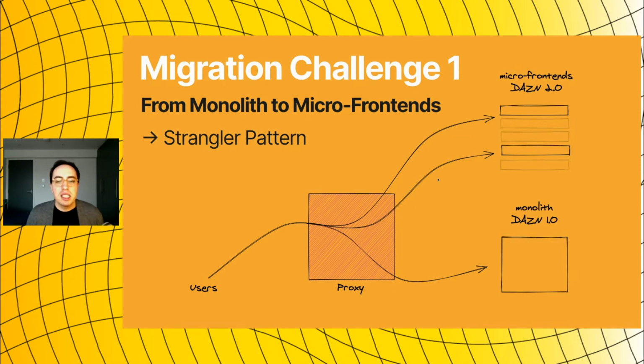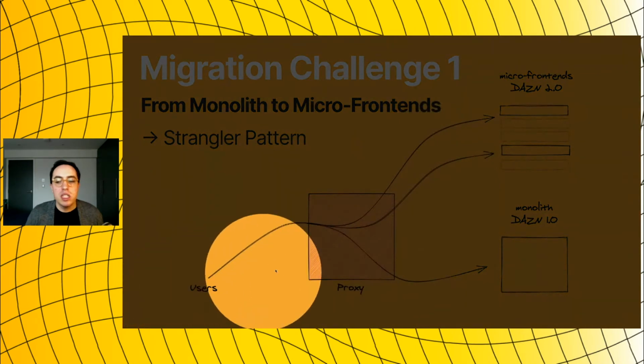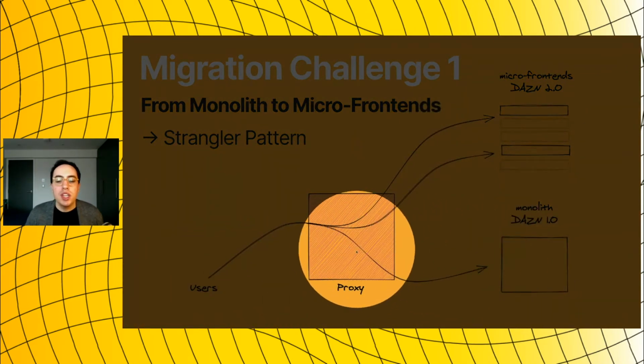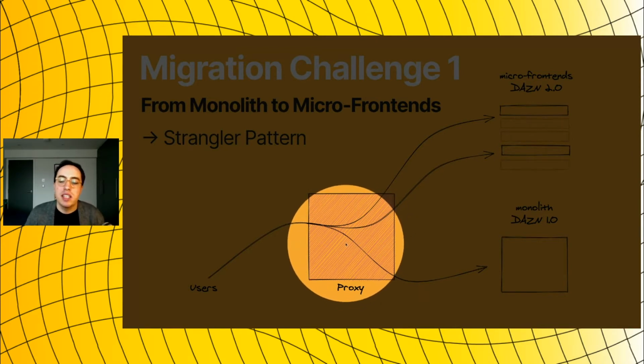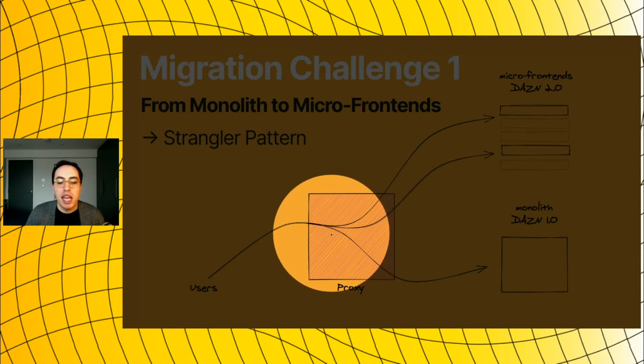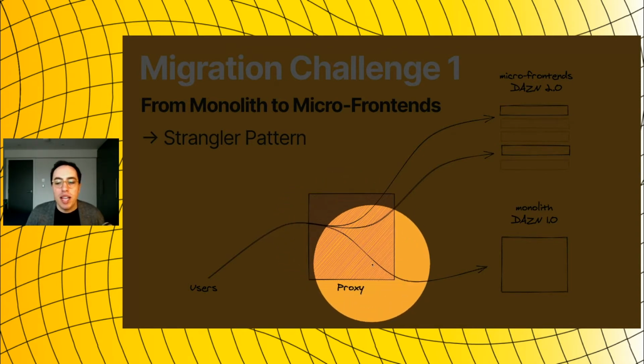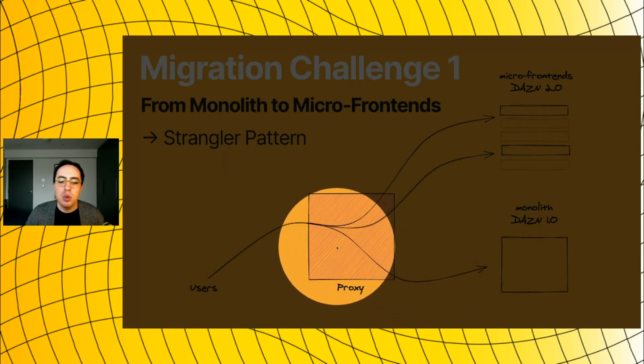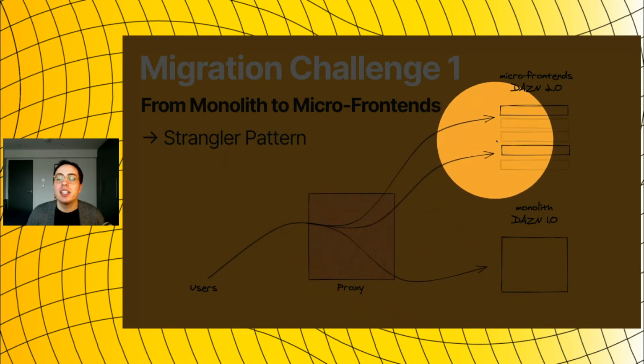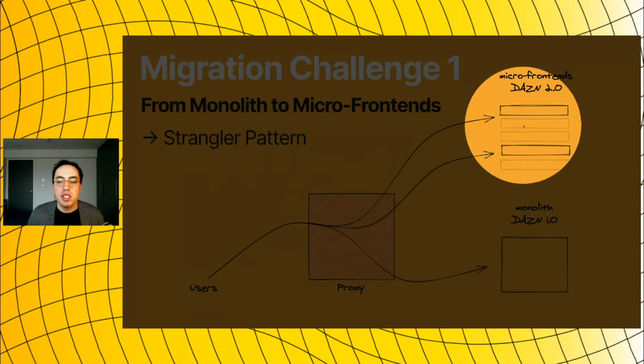The Strangler pattern says that there is a piece in the middle between users and the monolith, which is called a proxy. It could be called differently, but the scope of this part of the architecture is the same. And this is in charge of deciding which of the requests to the monolith should instead be redirected to the new microservices, and in this case, to micro-frontends.